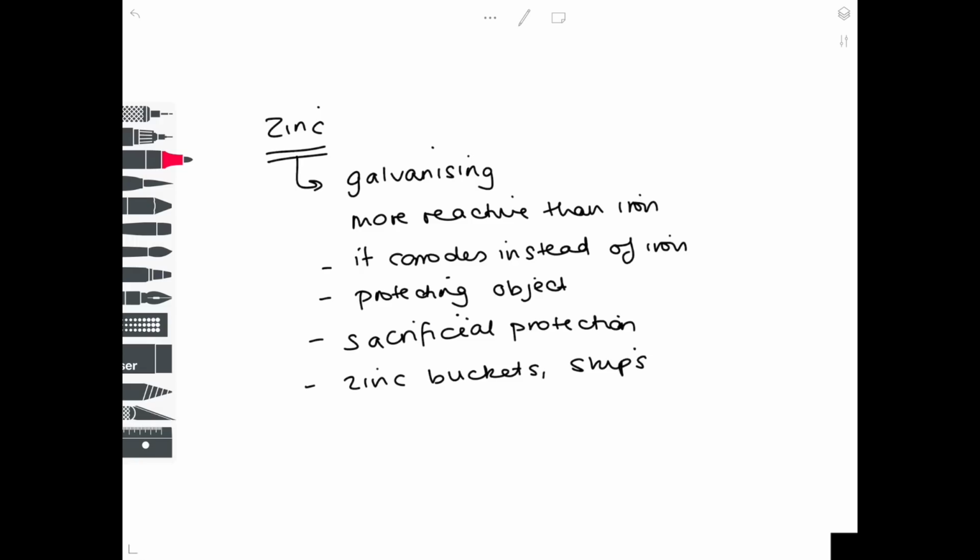Zinc is also good for making alloys such as brass. So brass is an alloy containing copper and zinc. It's hard and shiny and is used in electrical plugs as the pins, so the bits that stick out of the plug. It's also used in door locks, keys and musical instruments, so like a trumpet will be made out of brass.